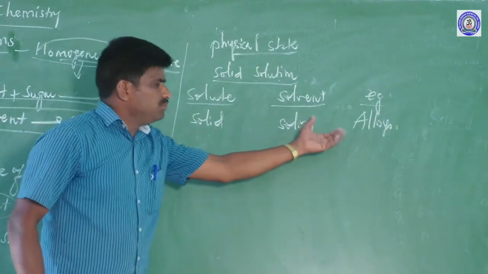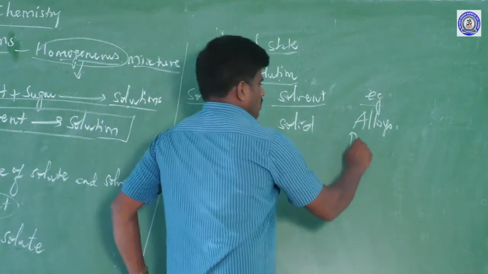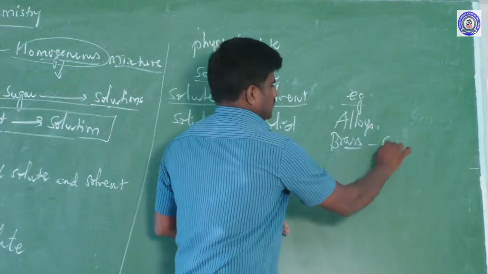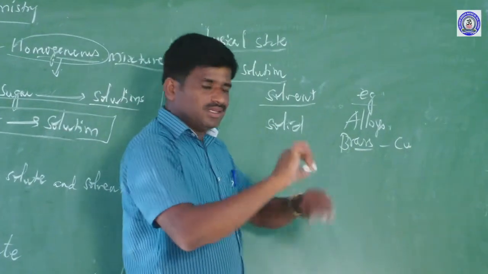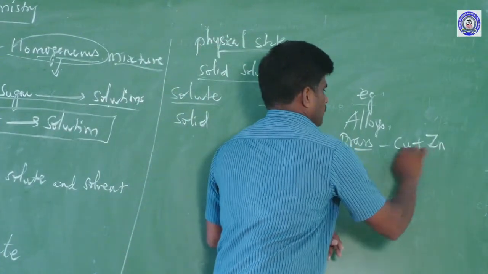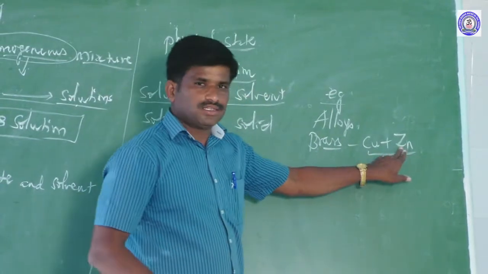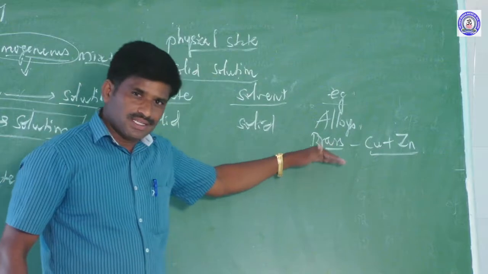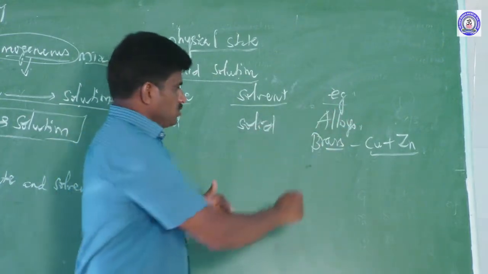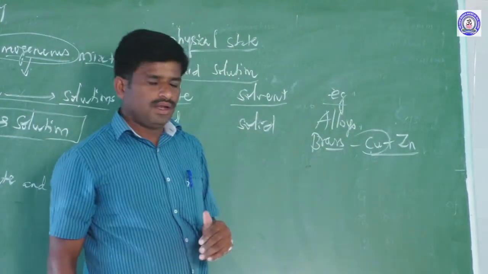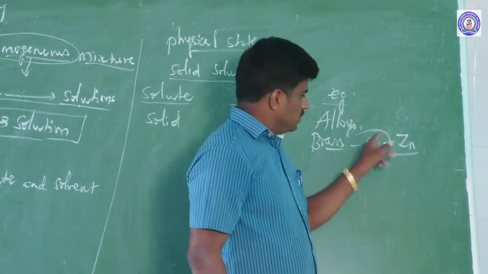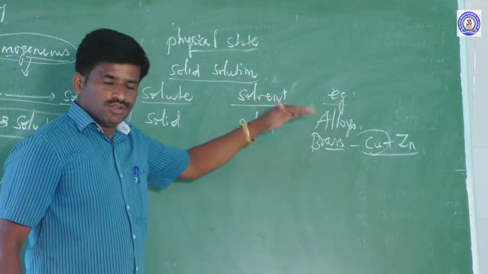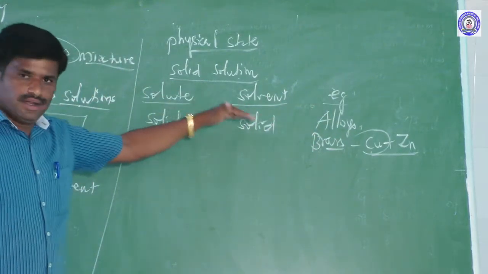We take a simple example of an alloy. We take brass, an alloy of copper. The copper is mixed with zinc. In that, zinc acts as the solute and copper acts as the solvent. So brass is an example of an alloy of copper. Here copper is solid and zinc is also solid. These two solids are mixed to form an alloy. So this is the best example for solid in solid.